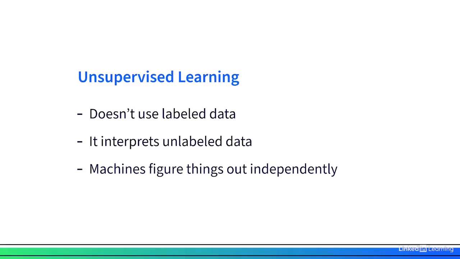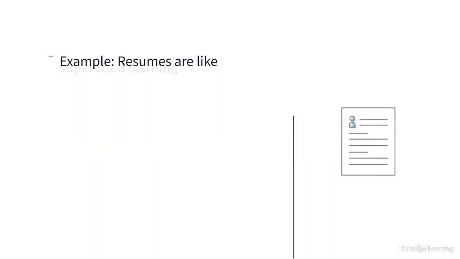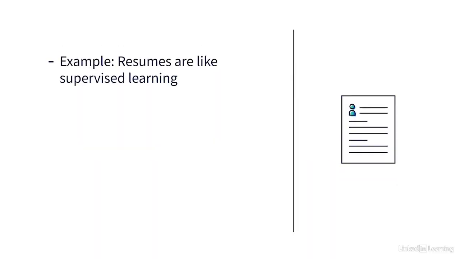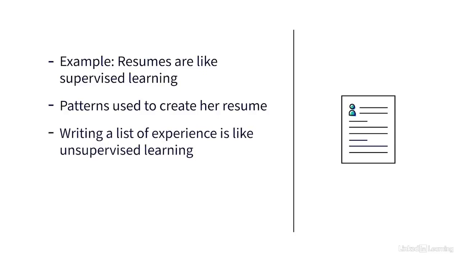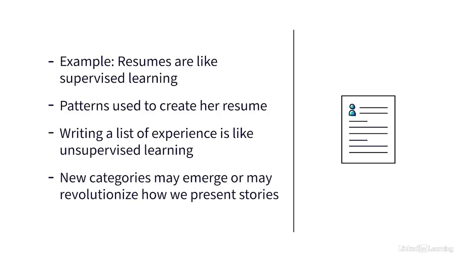This is like teaching my daughter how to write a resume. There are two options. I can either give her examples of resumes to follow, which is like supervised learning. She'll find trends and patterns and use what she's learned to produce a new resume. Or I can take an unsupervised learning approach by having her write out all of her prior job experiences, awards, schools, and certifications, and then allow her to use her creativity to self-organize that data based on commonalities. She may uncover new categories or even revolutionize how we present our story on a resume.